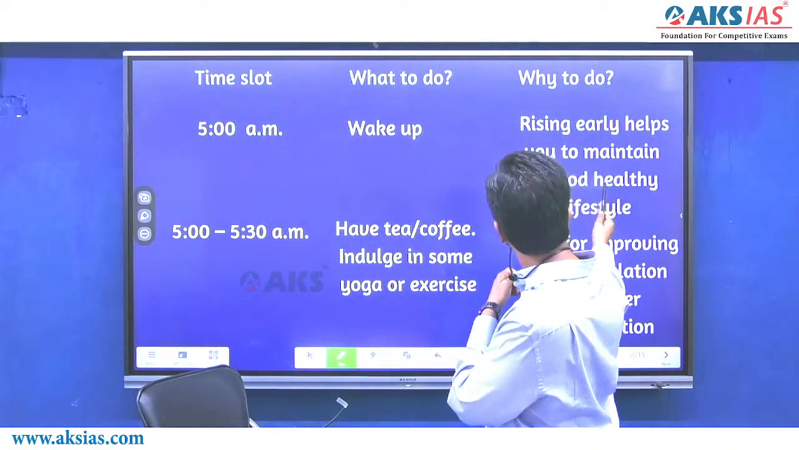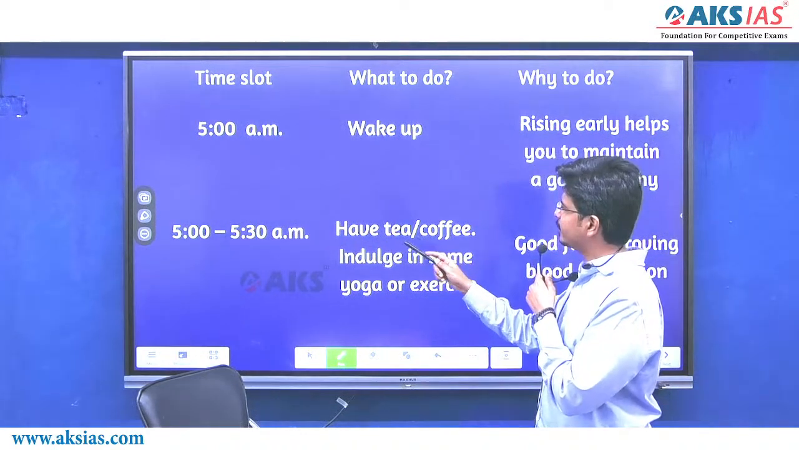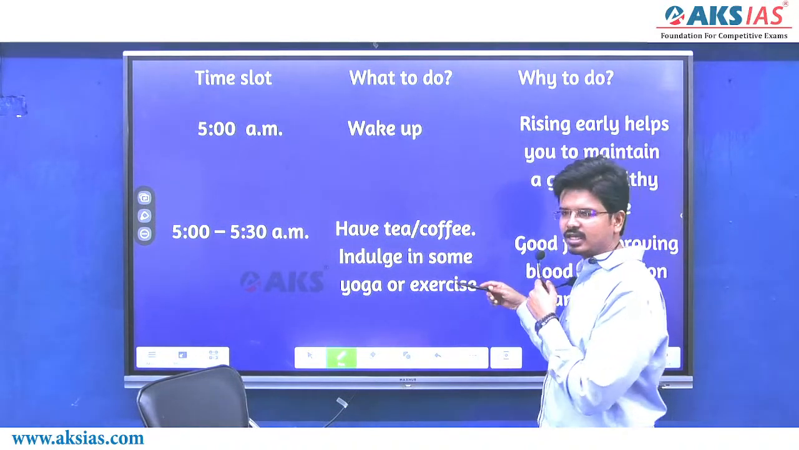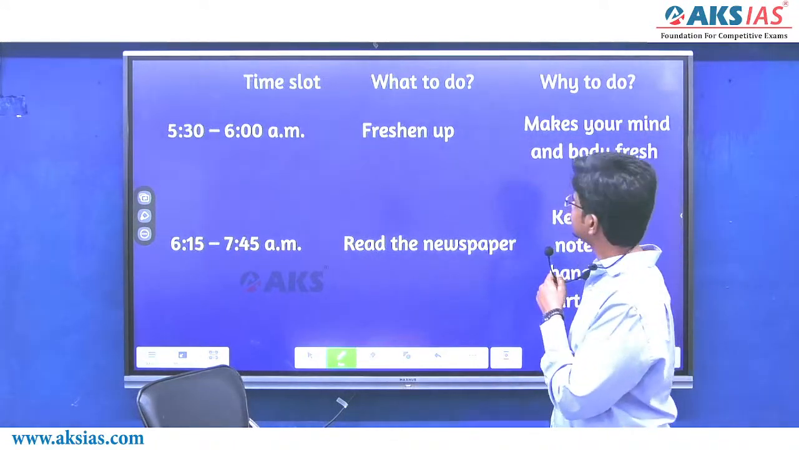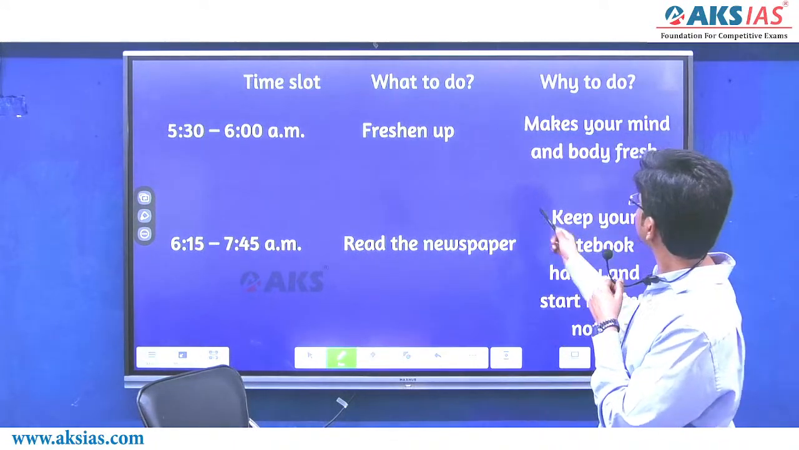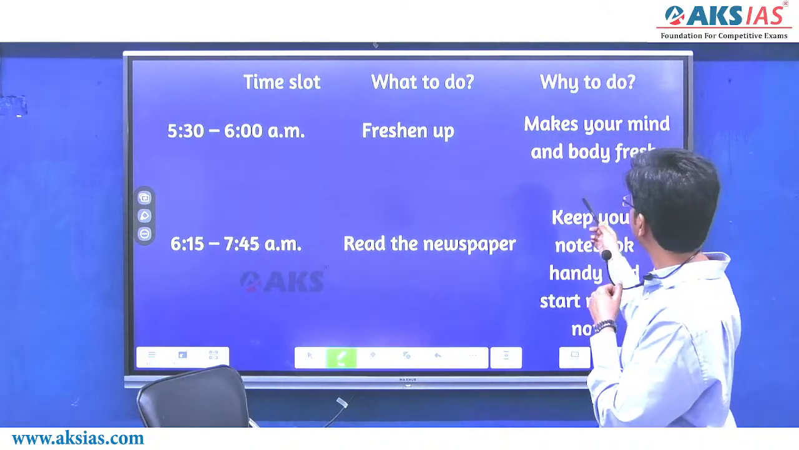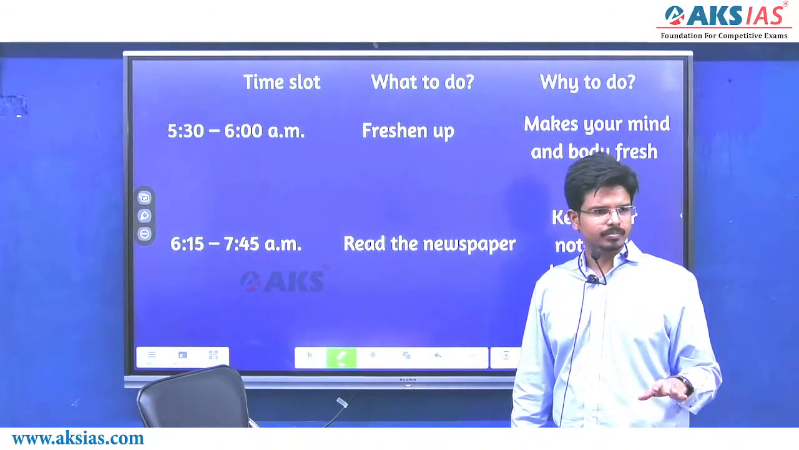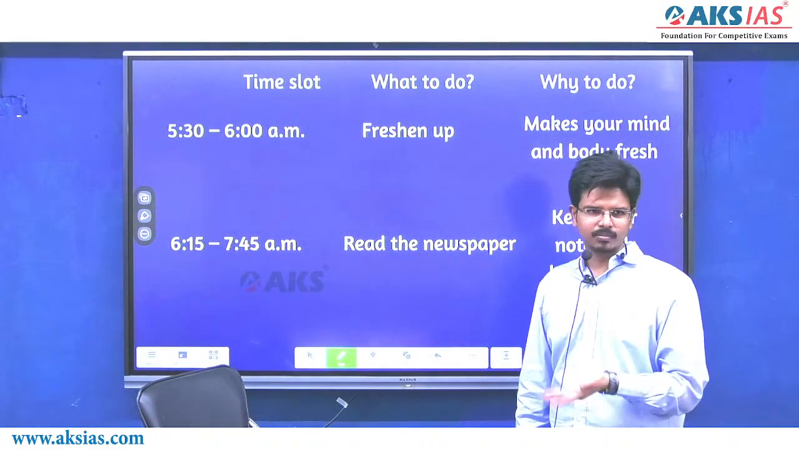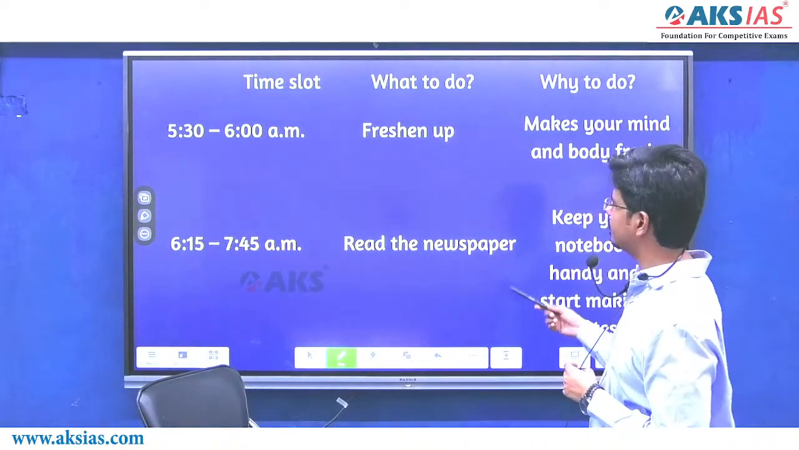Because rising early helps you maintain a good healthy lifestyle, and 5 a.m. to 5:30 you can have some basic exercising and stuff like that. So you can read it, right? 5:30 to 6 a.m. freshen up. So 1 hour goes into the daily chores once you wake up. It is humanly evident that you will get into these daily chores. So 6 a.m. you have to start preparing.